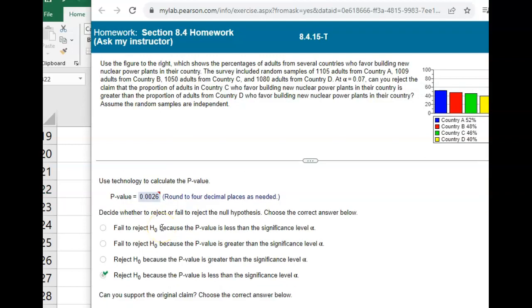And so since it's a very low probability to have something that far away from the mean, we're going to reject our null. We're going to reject our assumption that the two countries are equal. Just from percentages from the samples, country C appears to be larger. 46 is larger than 40. And now we have concrete evidence. Our p-value is less than alpha. It's less than 0.7. So we're definitely going to reject the assumption that the two countries have equal proportions, in support of the alternative hypothesis.